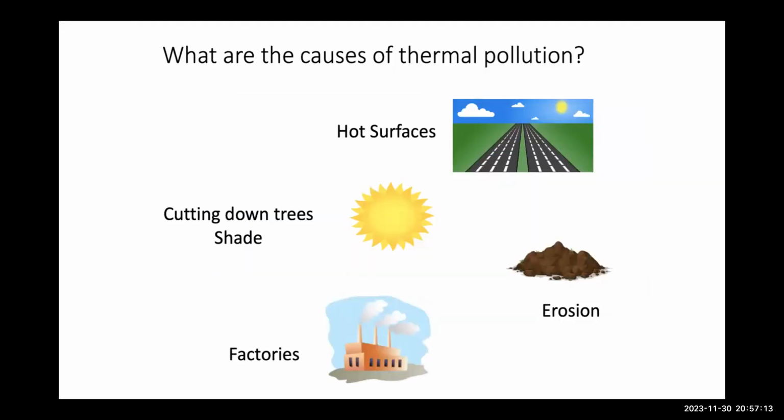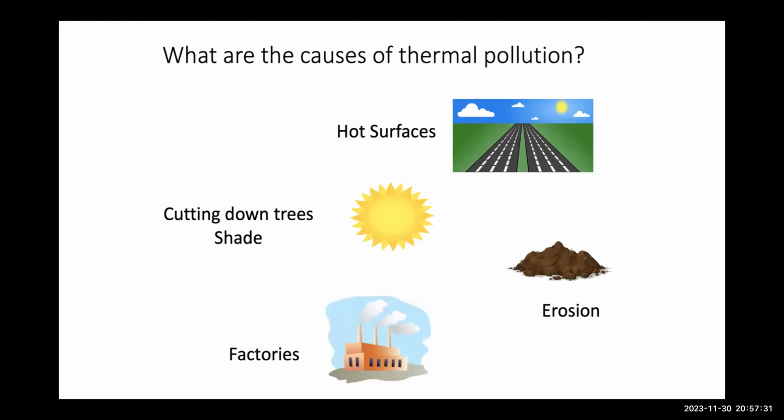So, four causes of thermal pollution. One is hot surfaces. When it rains, if the surfaces are hot, that rain is going to hit the surfaces and warm up, and that warm rainwater can flow into streams through storm drains.